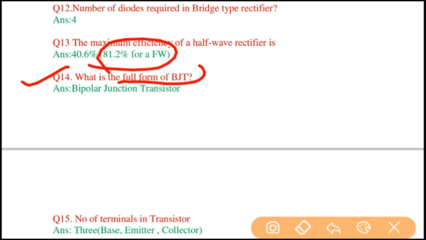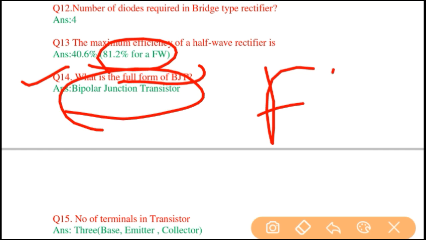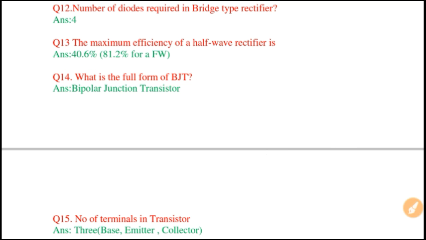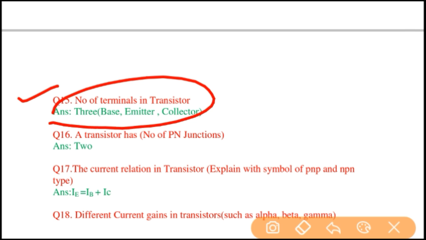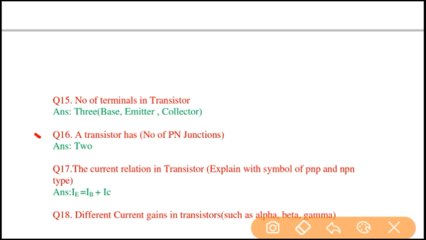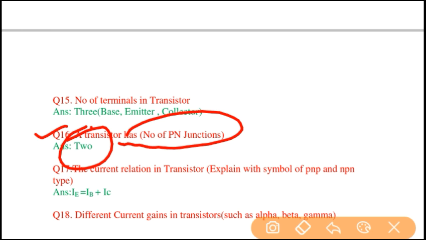In the next question, what is the full form of BJT? Bipolar junction transistor. We also have FET, that is, field effect transistor. The next question, the number of terminals in a transistor. In a transistor, we have three terminals: base, emitter and collector. A transistor has dash number of PN junctions. In a transistor, we have two PN junctions.